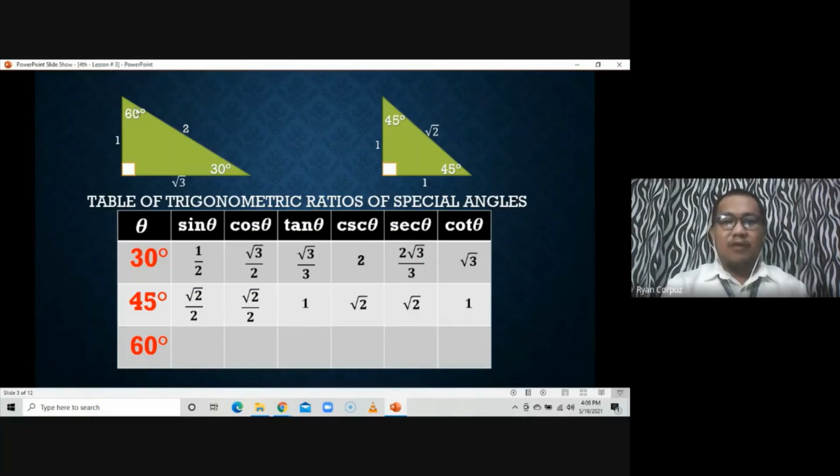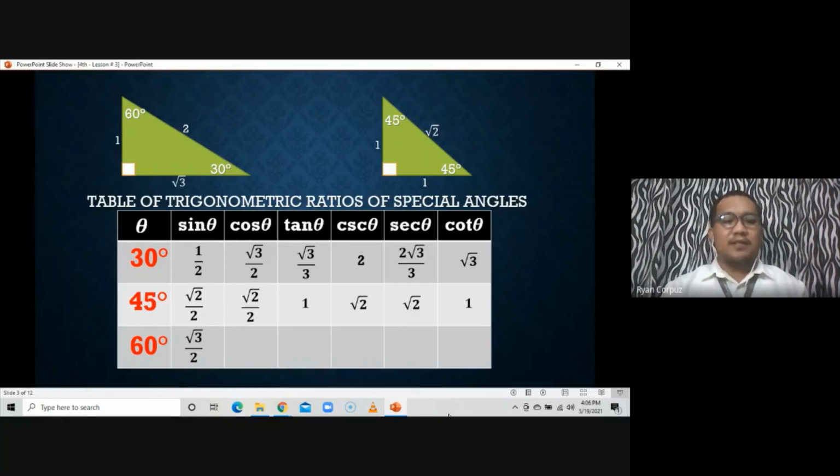So balik naman tayo ulit dito sa right triangle na nasa left side. So ito ngayon 60 degrees. Dito tayo nakafocus ngayon. So we are looking for sine 60 degrees. So ang sine 60 degrees ay opposite, or sine is opposite over hypotenuse. So we'll come up with square root of 3 is the opposite over the hypotenuse, which is 2. So we'll come up with square root of 3 over 2 as the value of sine 60 degrees.